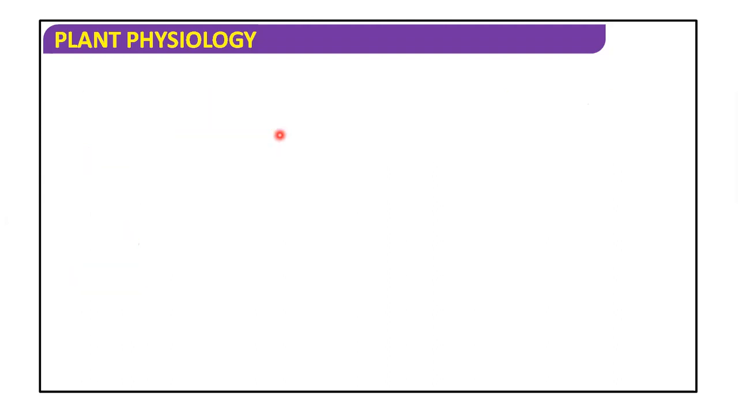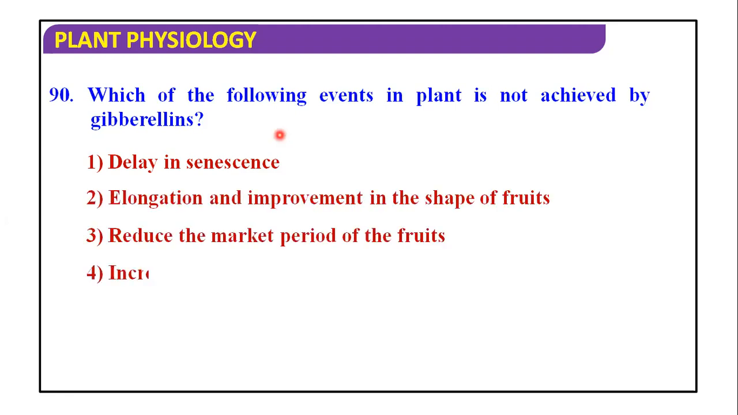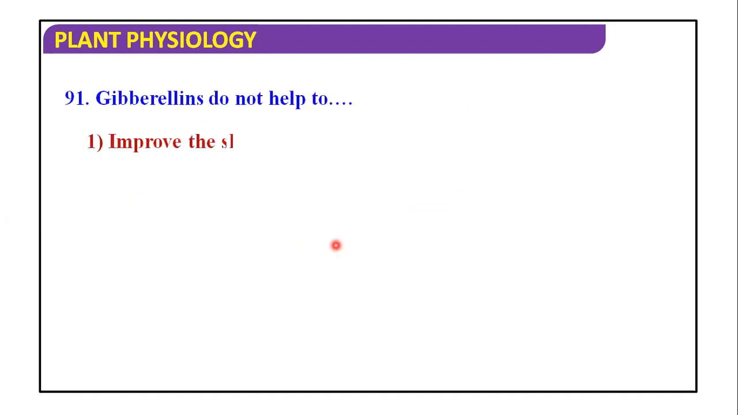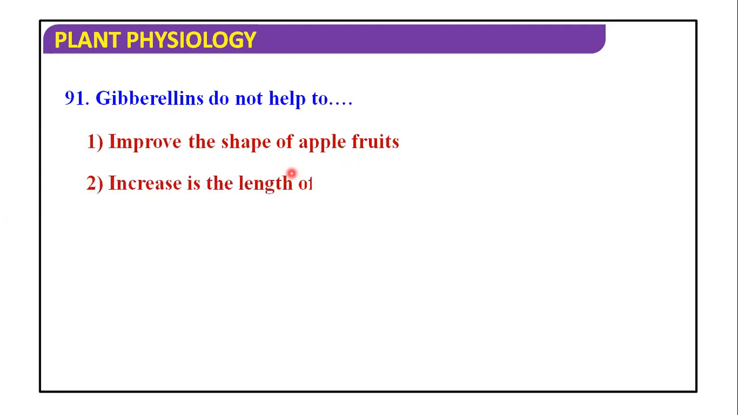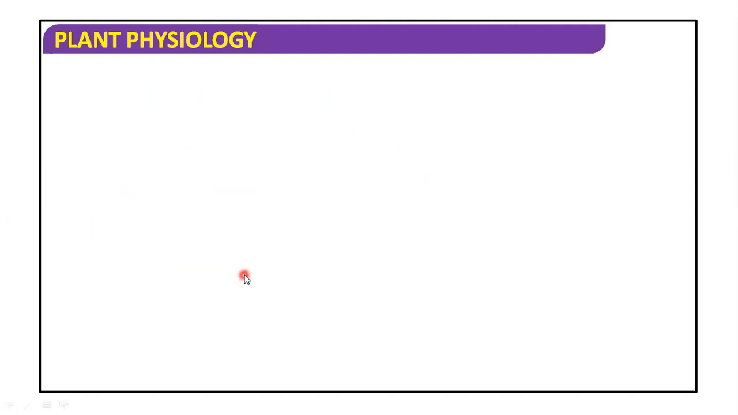Answer is GA3. Then, which of the following events in plants is not achieved by gibberellin? Delay in senescence, elongation, improvement in shape of fruit, reduce the market period of fruit, and increase in length of fruit stalks. Answer is reduce the market period of fruits. Gibberellins do not help to improve the shape of apple fruit, increase in length of sugarcane stem, promote seed dormancy, or promote bolting. And the answer is promote seed dormancy.